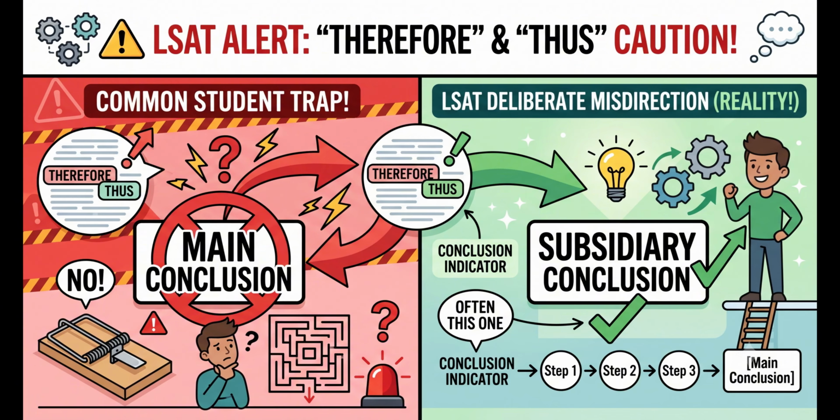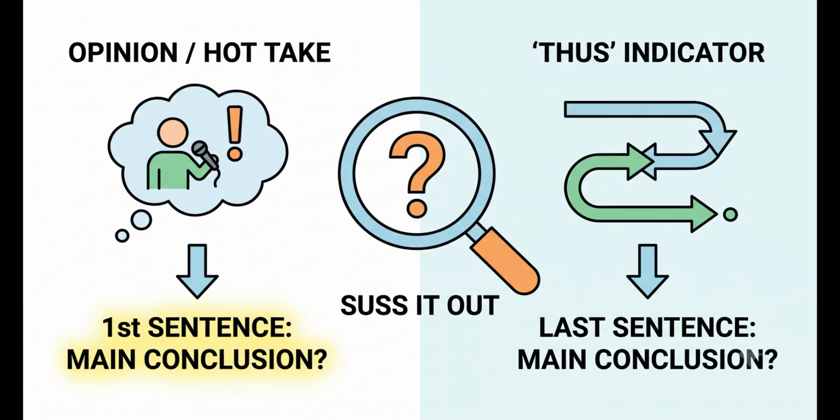All right, let us identify the 4 parts. The first sentence stands out as an obvious candidate to be the main conclusion because it presents an opinion, or what law students like to call a hot take. But you cannot be 100% certain just yet, as the last sentence contains the main conclusion indicator thus. I thus need to suss out if the first or the last sentence is the main conclusion.